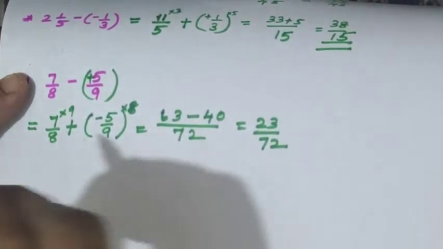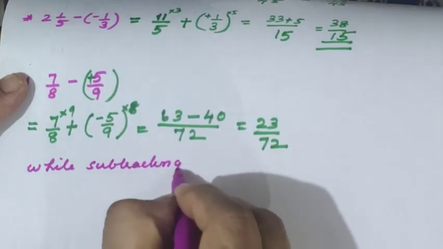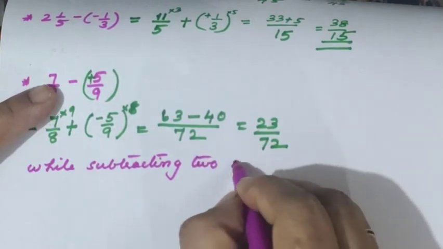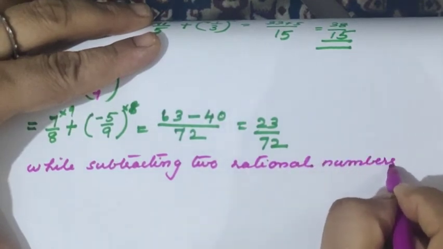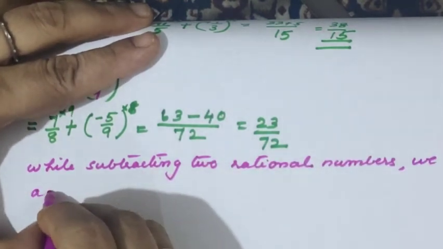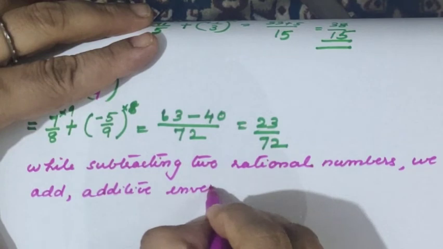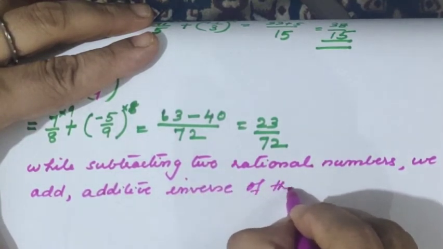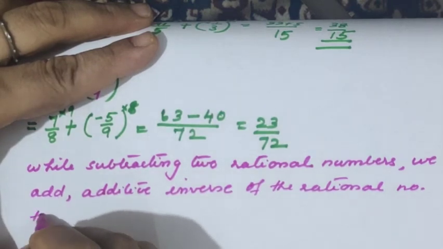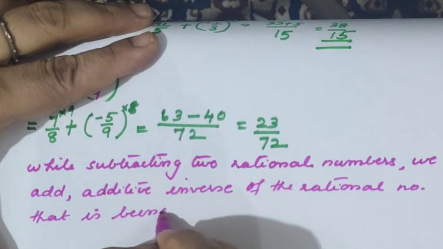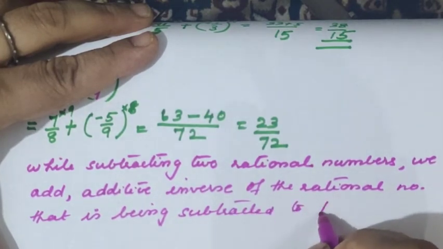So what we learned here, while subtracting two rational numbers, we add the additive inverse of the rational number that is being subtracted to the other rational number.